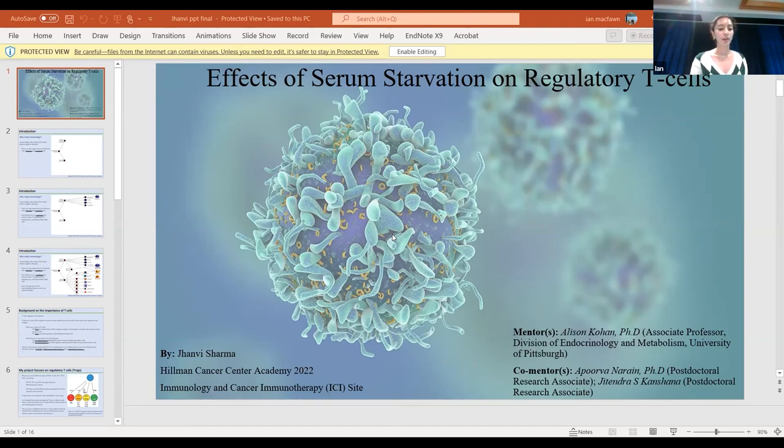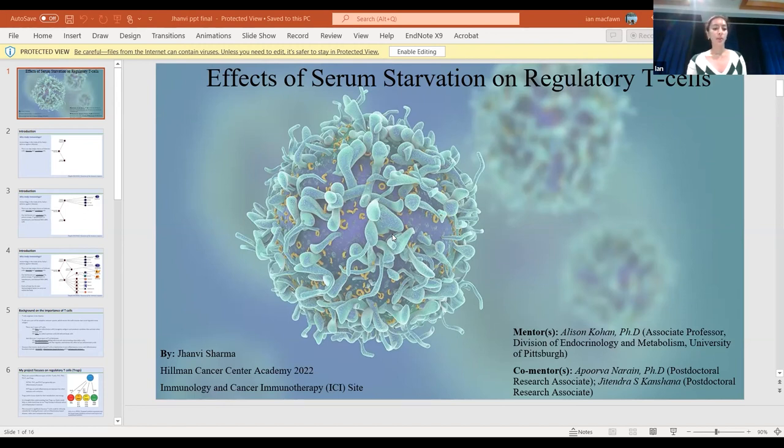So my project outline: we will collect the organs from the wild type mice and then conduct single cell suspension, and that will lead us to the enrichment of the cells in complete media. After 24 hours, we'll count how many cells we have in the control complete media, and then we will starve the cells of lipids, of serum, for 24 hours. Then we will collect the cell pellet for flow cytometry and the supernatant for the ELISA.